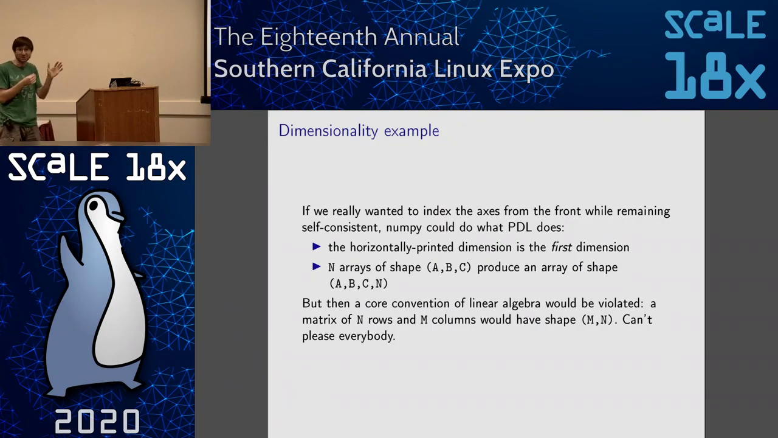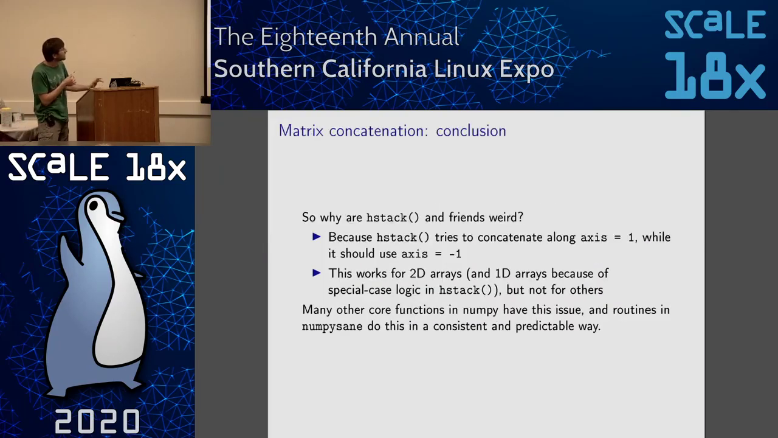So you can't please everyone, but you really should be self-consistent. And the reason that HStack doesn't work is that it's not self-consistent. What HStack actually does is it concatenates along axis 1. For a two-dimensional array, axis 1 is the horizontal axis, so that's okay.